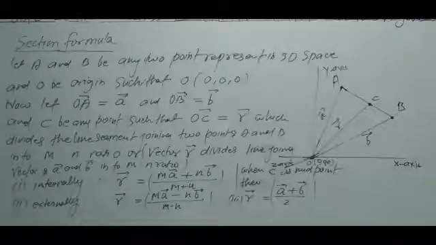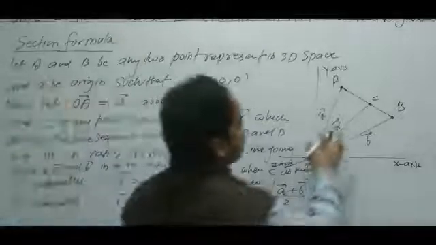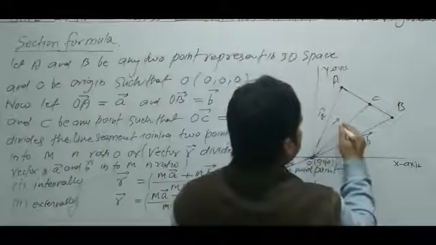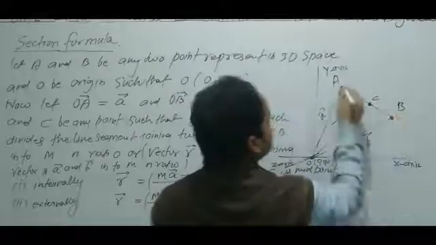You can see here vector R, and this is point C, B and A.